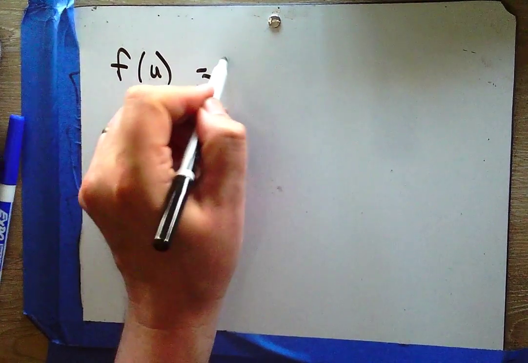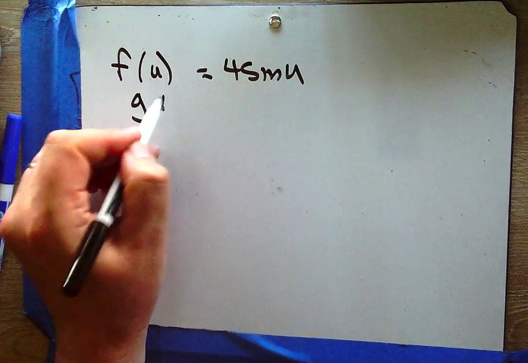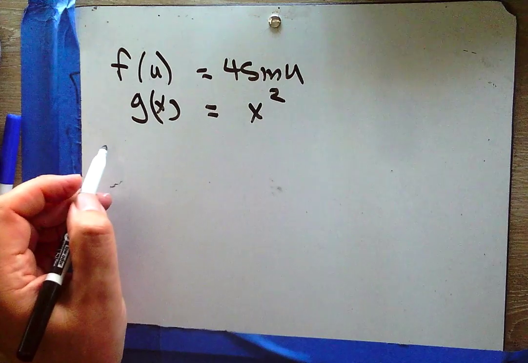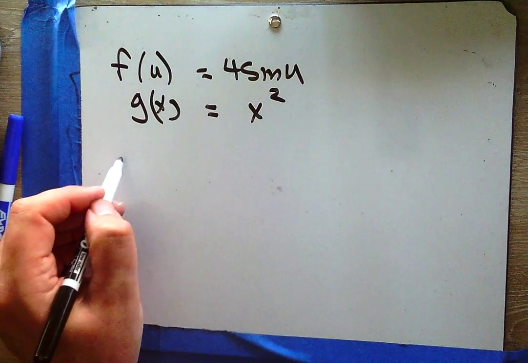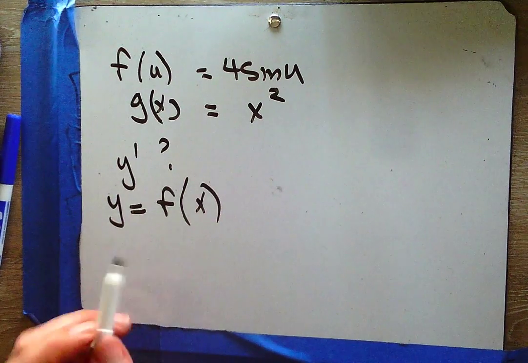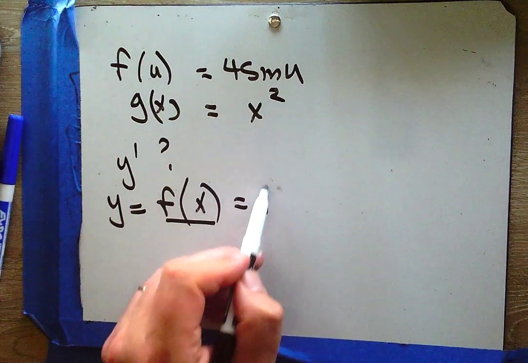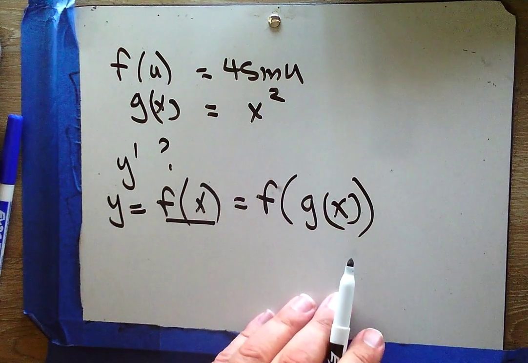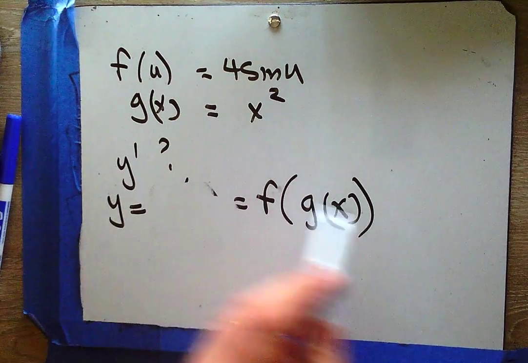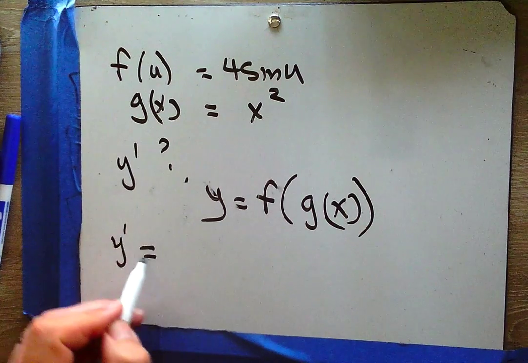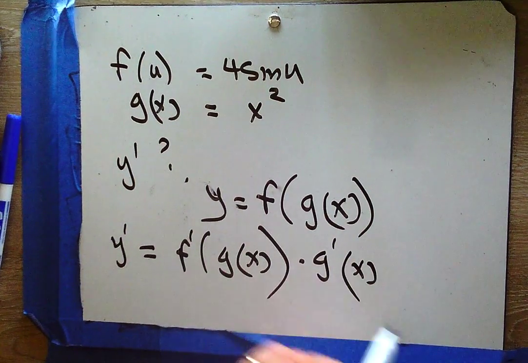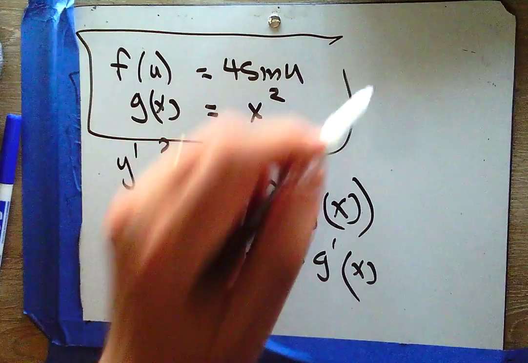f of u equals 4 sine u, and g of x equals x squared. And we're looking for y prime when y equals f of g of x. Now, I don't see this here, but I do see f of g of x as a possibility. So I want to take the derivative of this. Well, what's that going to be? We know notationally it's the derivative of the outside, leave the inside function alone, times the derivative of the inside function. So with these pieces, what does that look like?